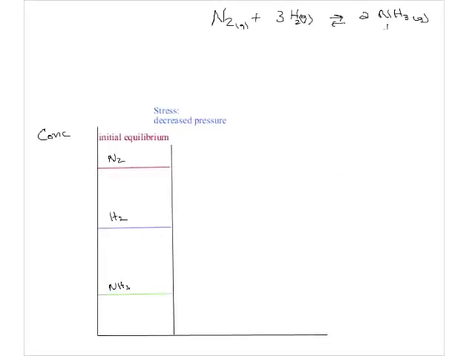Okay? Again, if we look at this graphically, what we're going to see is that if we decrease the pressure, we know that we're shifting from 4 moles of gas to 2 moles of gas. Hold on now, I think I got something messed up here. Let's have a look.